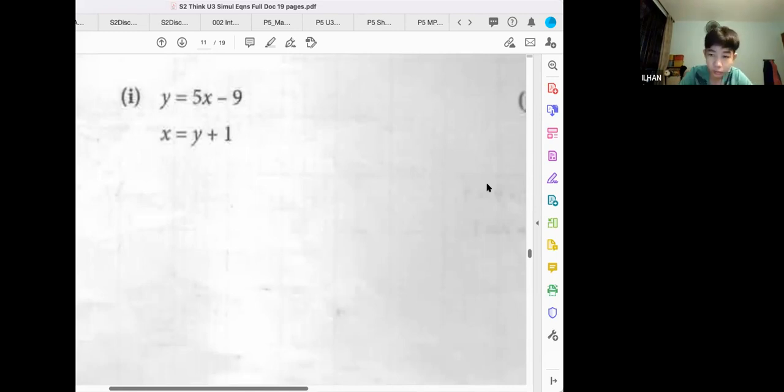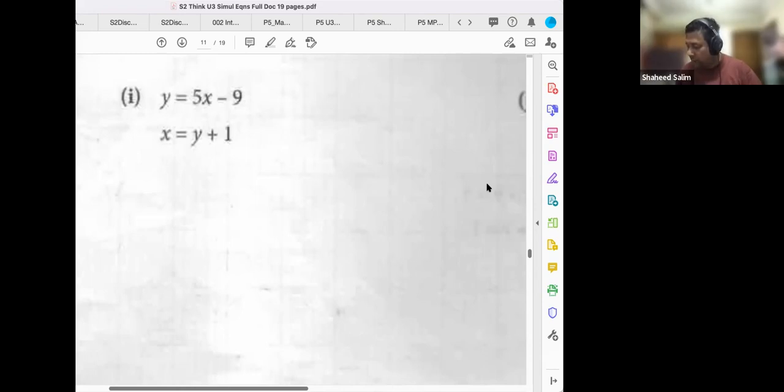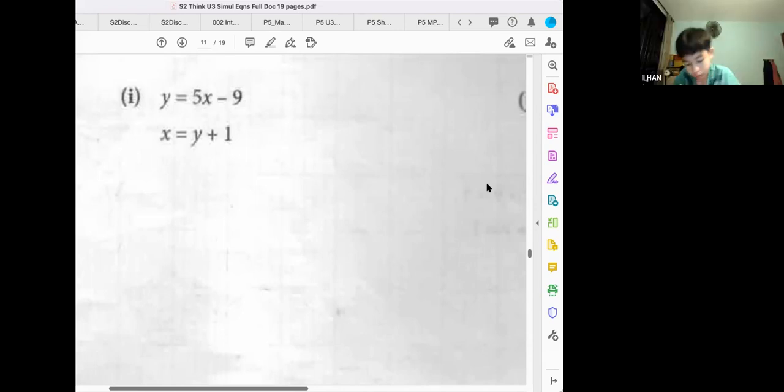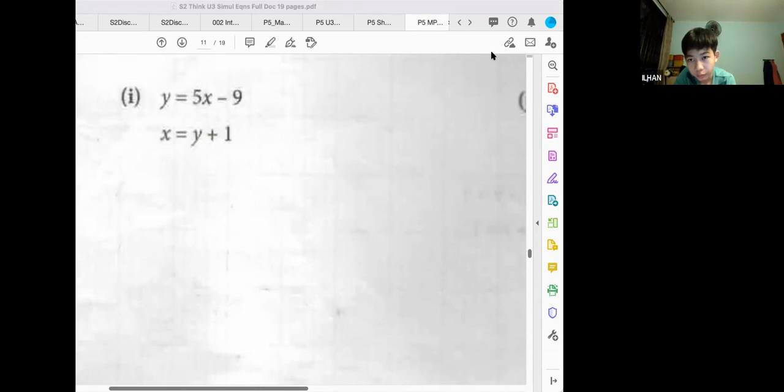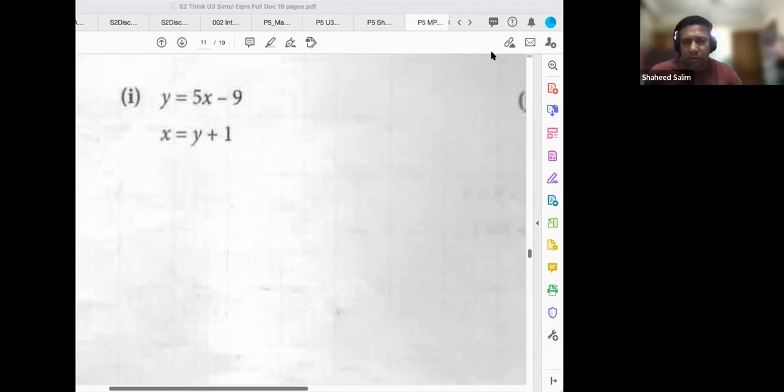Is it 1 for y? Well done. What is x? You can substitute here in the second one. Very easy then. You substitute down here. You know what substitute, right? X is 2, right? Yes, well done.